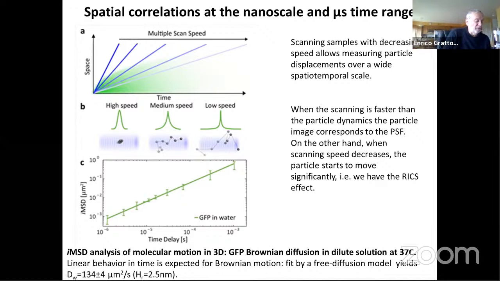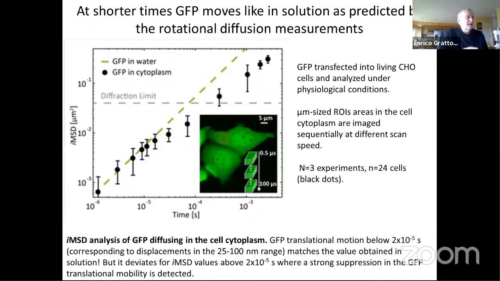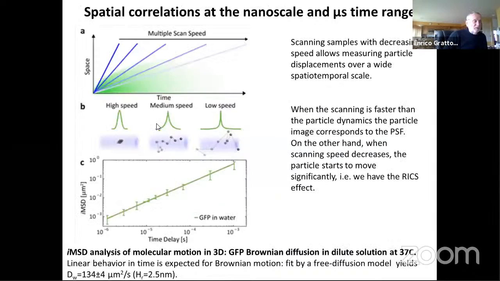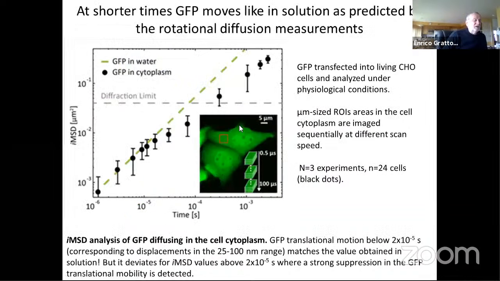Okay, now let us see if we can do the same thing, but measuring in cells. We can choose a part which is in the cytoplasm of the cell or a part which is in the nucleus of the cell. That green line I copied from the slope of the previous graph. So it's just what is supposed to be if we have GFP in water.